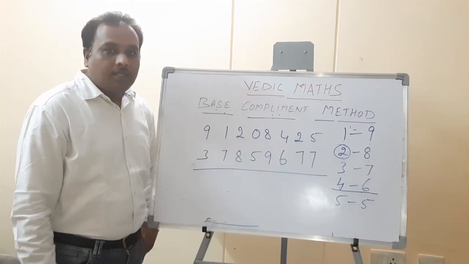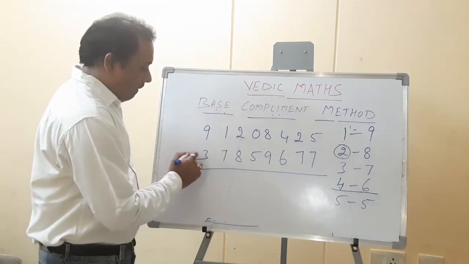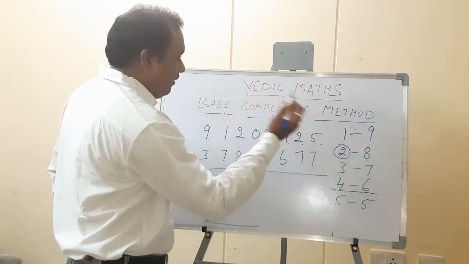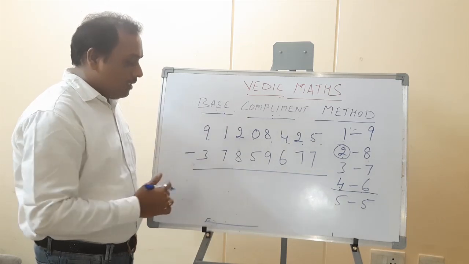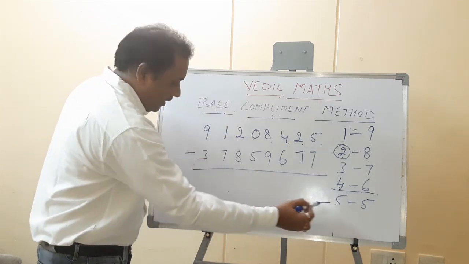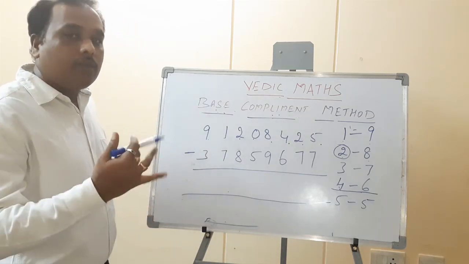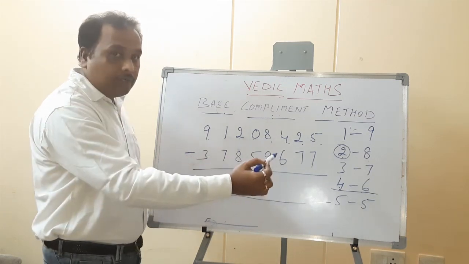So students, now let us see this sum. So we wanted to subtract 91208425, whatever the big figure it may be, maybe big figure or small figure. Now, earlier I told you in a striking method, but now if you practice more, even without striking also you can do. That means, first you have to go from left to right, right?